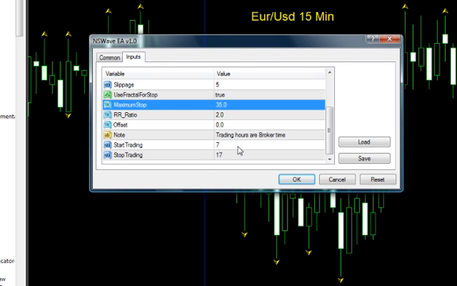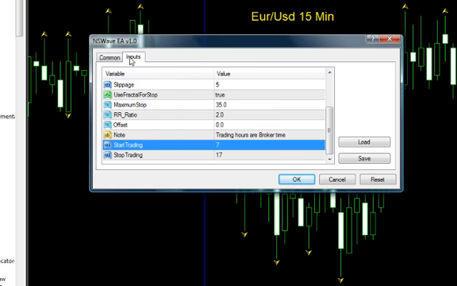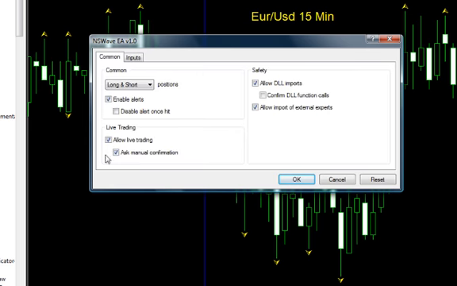Trading hours or broker time. Here is where you would just pick your broker's hours. I have it set to the London session. For me, on my charts, it's 7 a.m. GMT to 1700 GMT. So that is all you have to do. Pretty basic. Just remember that this is important: allow live trading, ask manual confirmation.